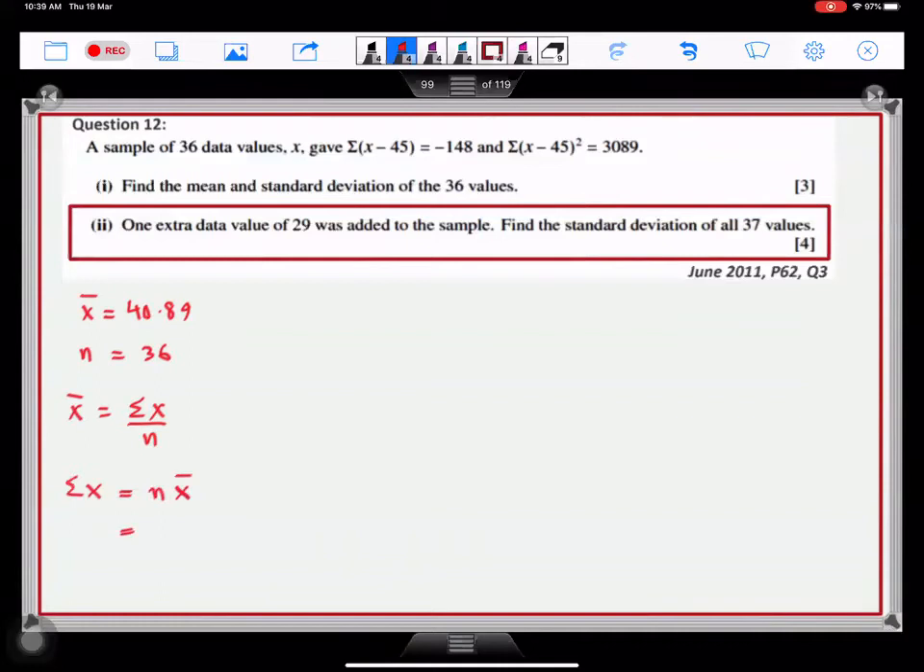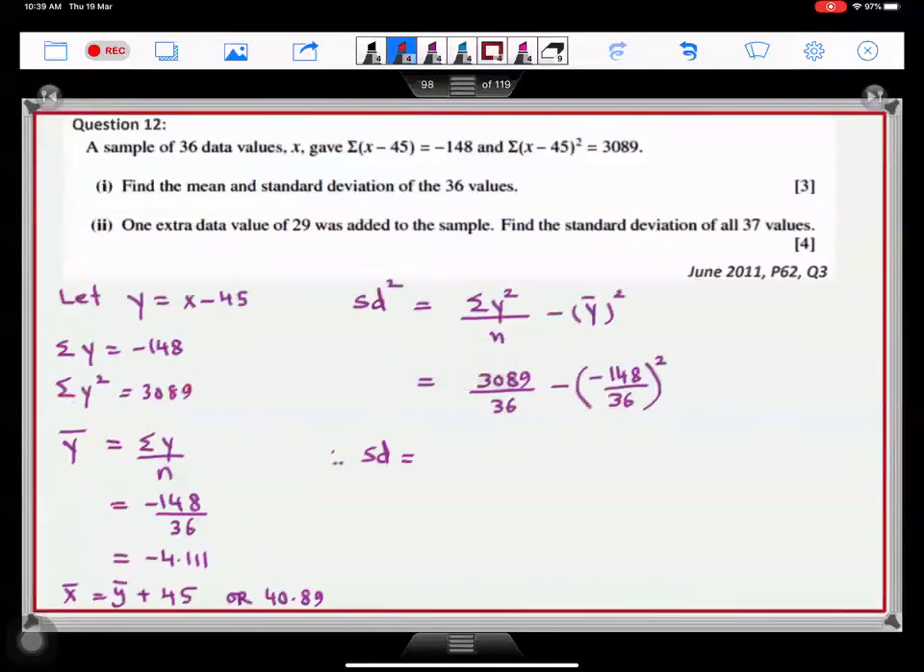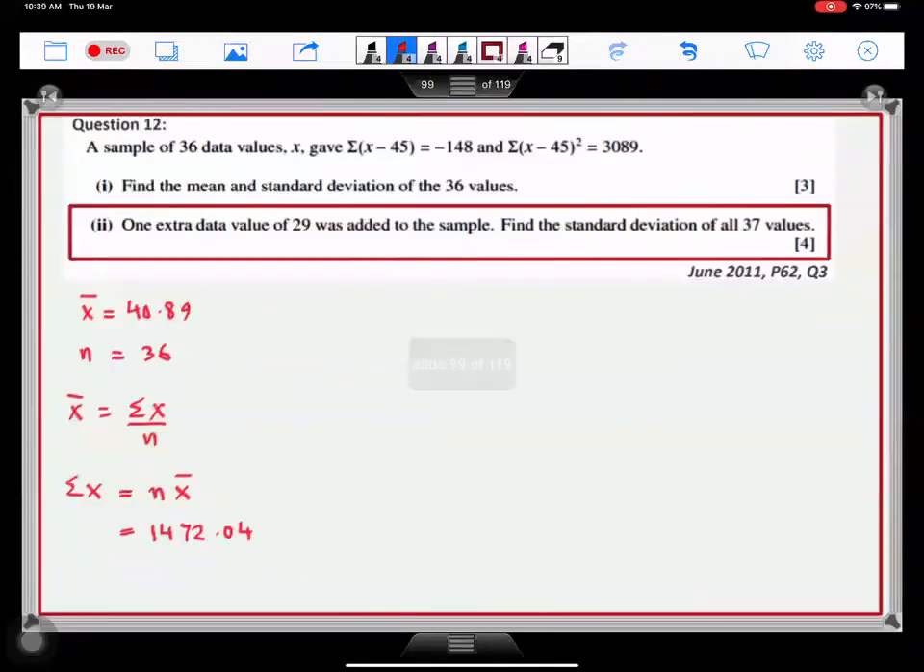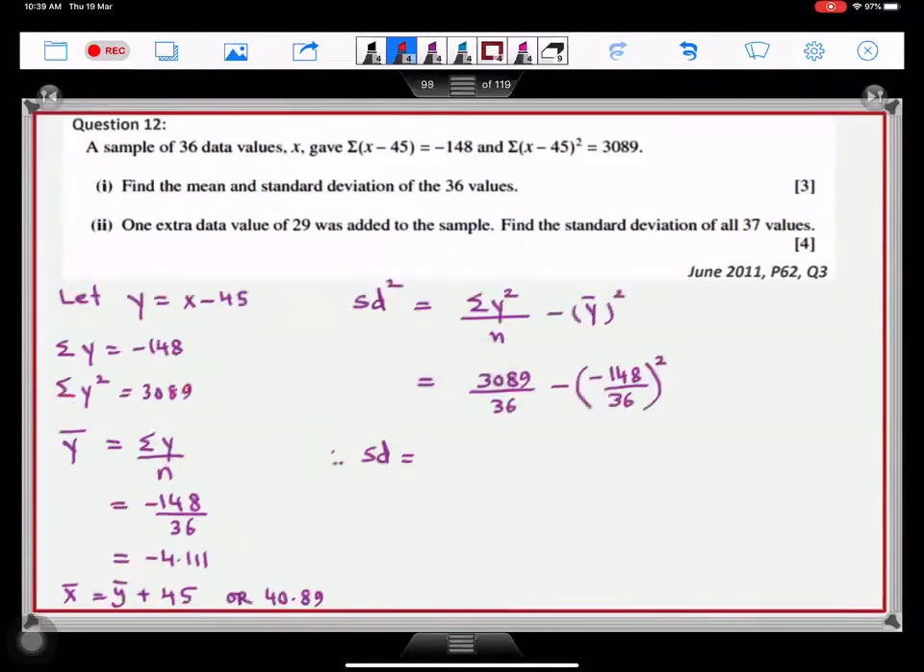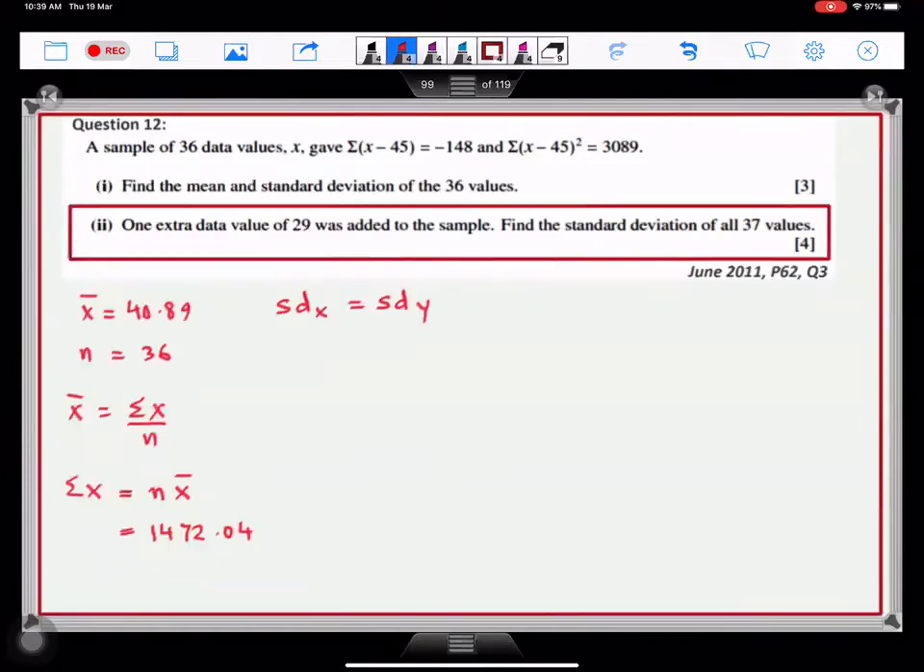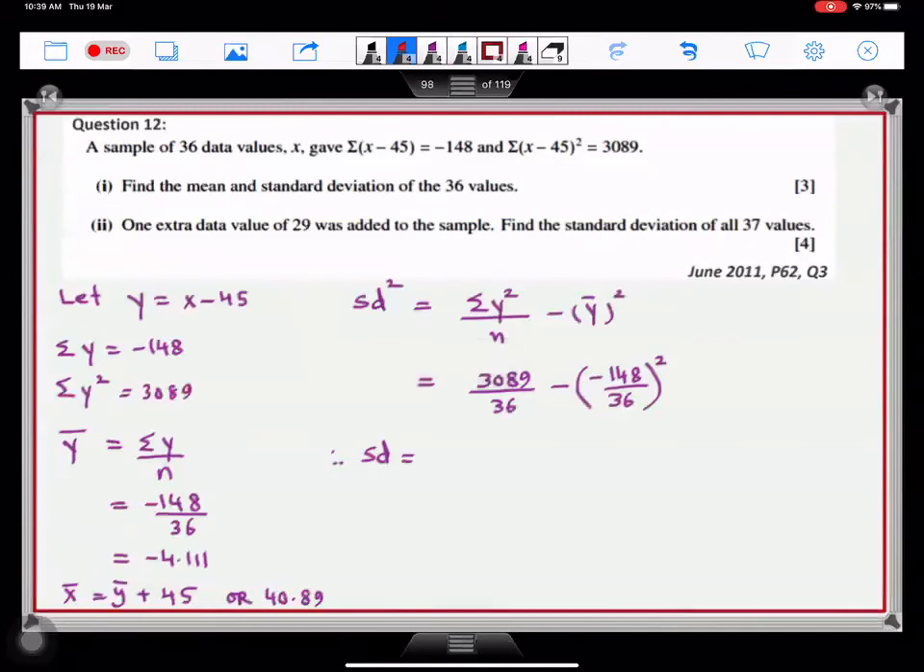40.89 multiplied by 36 comes out to be 1472.04. Use this value as it is. Now, what else do I need? Do I have sigma x square? No, I can also calculate that. The standard deviation of x is the same thing as the standard deviation of y. I did not calculate the standard deviation, but I can do the calculation. I can show you the steps. So first of all, let me do the calculation.